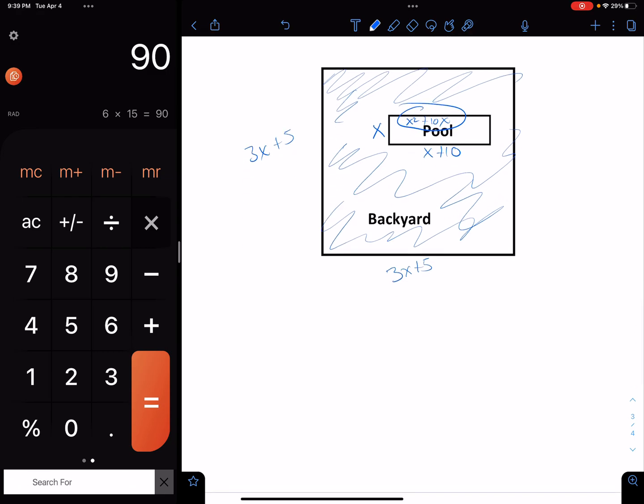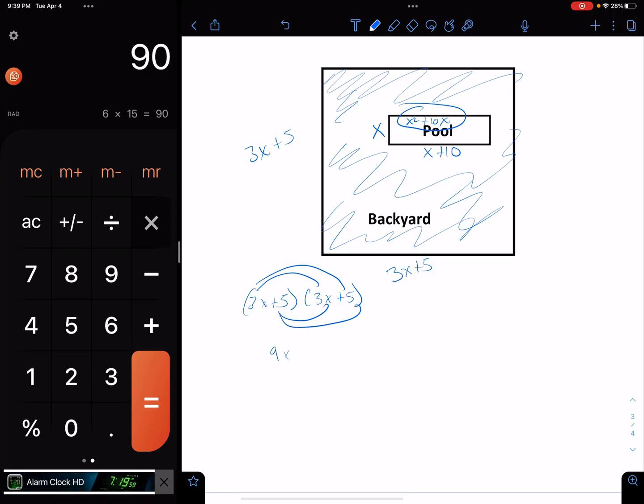Then to find the area of the backyard, 3x plus 5 and 3x plus 5. This is when that song should be going off in your head. We have first, outside, inside, last. So 3x times 3x is 9x squared. 3x times 5 is 15x. 5 times 3x is 15x. 5 times 5 is 25. So I have 9x squared plus 30x plus 25.